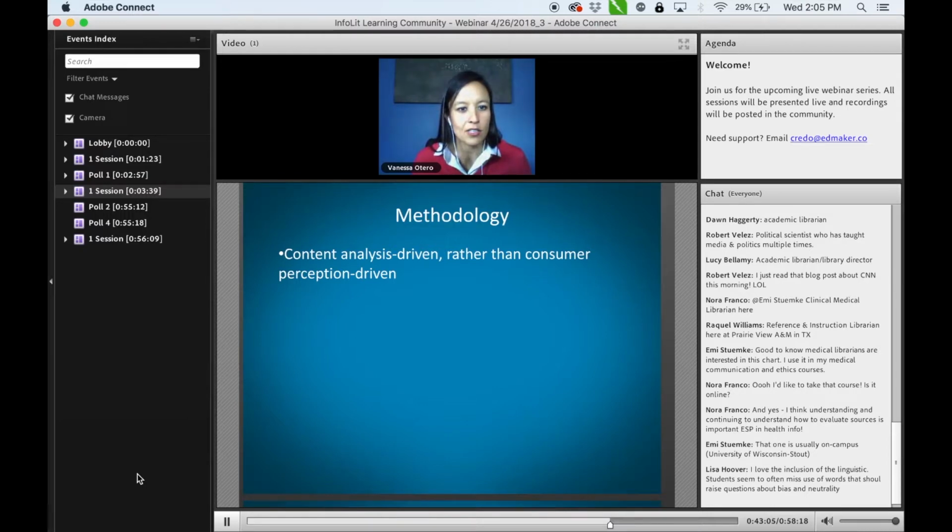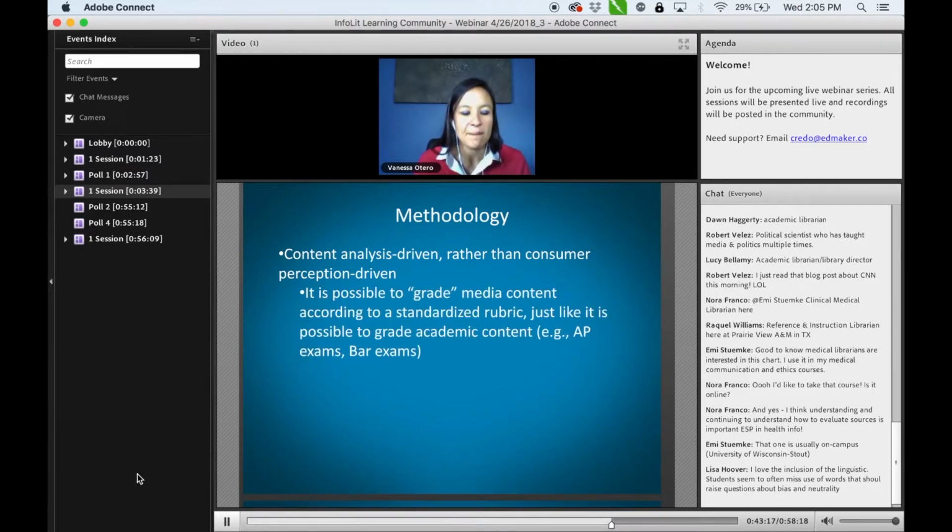All right. So the methodology here is content analysis driven rather than consumer perception driven, and I think that's really, really important. It is possible to grade media content according to a standardized rubric, just like it's possible to grade academic content, like AP exams you're familiar with, graded on a scale of 1 to 5 by multiple different people, and it's all written content. Bar exams, same thing. The written portions are graded on scales of 1 to 6.